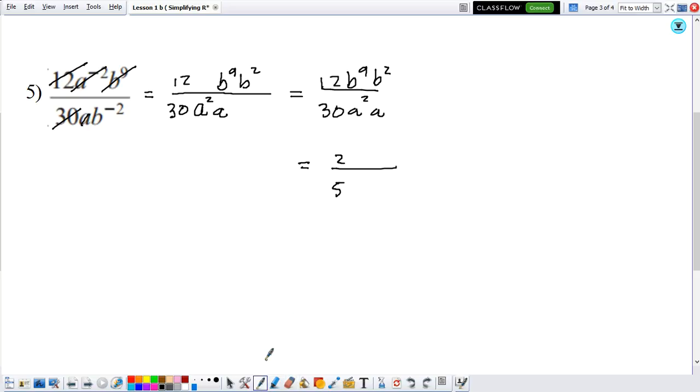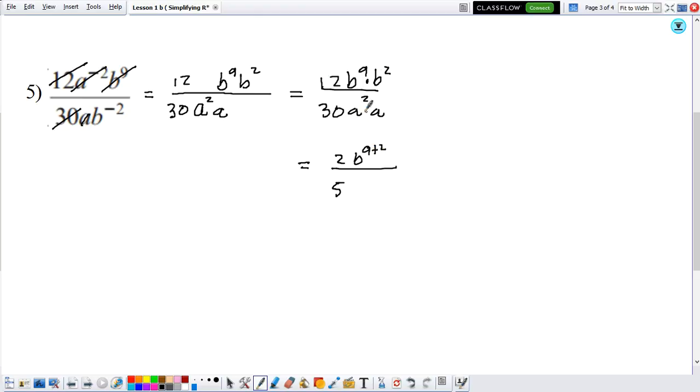Now let's take care of those variables. Here notice that the b's are being multiplied, because when you have two variables next to each other, they're multiplication. So now they're multiplying, they have the same base, so I need to add the exponents. So now this becomes b to the 9 plus 2. So that takes care of everything on the top.